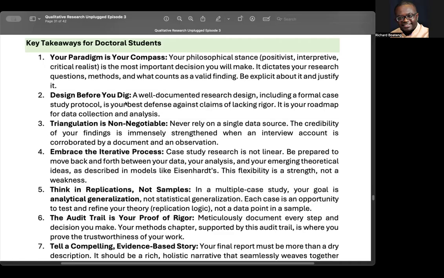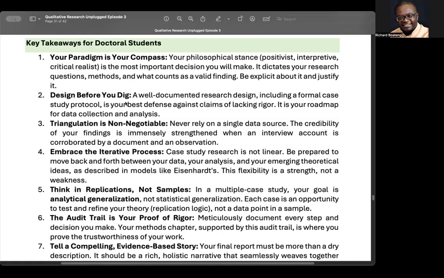Exactly. And ultimately, the quality, the merit of a case study, particularly for those of you presenting your work for doctoral examination, maybe in the Advanced Qualitative Research Methods course at the University of Ghana Business School, it's judged by its trustworthiness. You need to demonstrate its credibility, its transferability through thick description, its dependability via the audit trail, and its confirmability through reflexivity and data grounding.